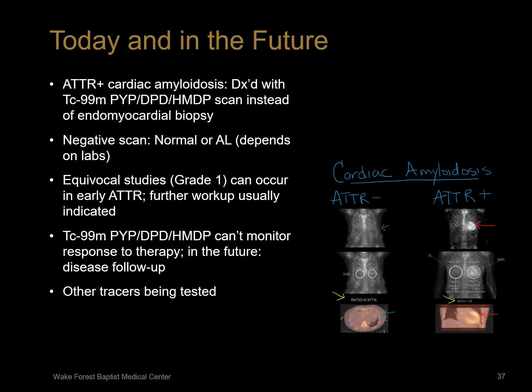So I hope you agree that today patients benefit from transthyretin cardiac amyloid being diagnosed on a nuclear medicine scan instead of an endomyocardial biopsy. Remember, a negative scan can still be light chain amyloidosis depending on lab work and an abdominal fat biopsy. Also, for patients with an indeterminate scan, further workup is often required to determine the etiology. Unfortunately, at this time, these nuclear medicine scans can't monitor response to therapy, and imaging for response to therapy is still in the research phase.